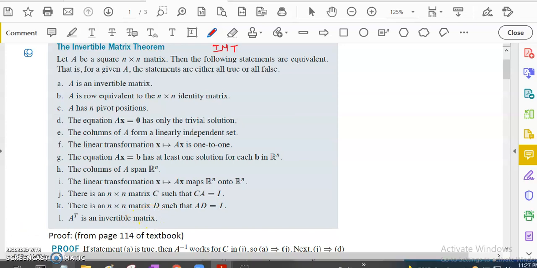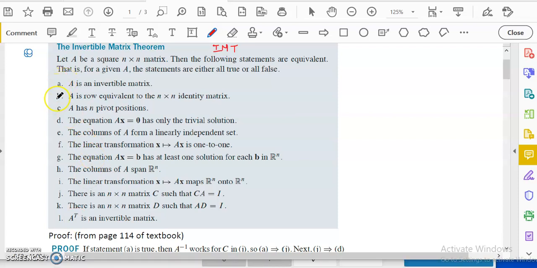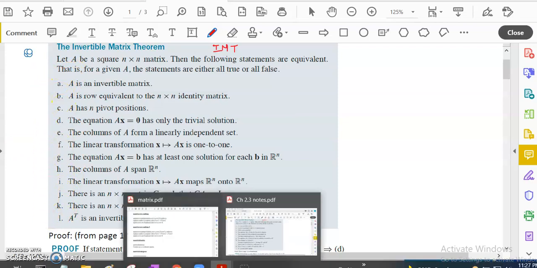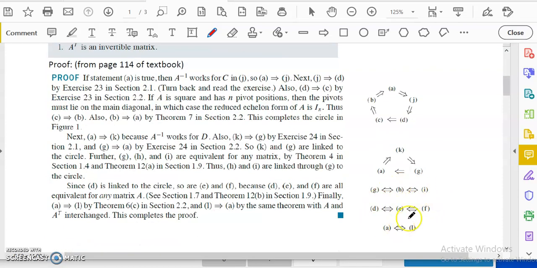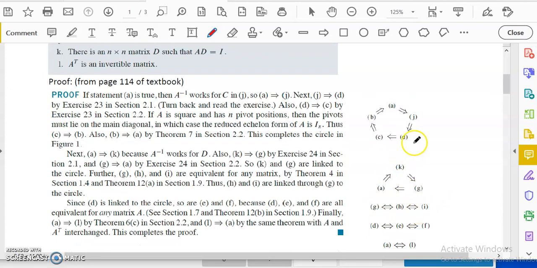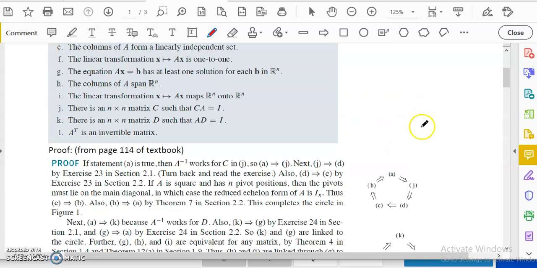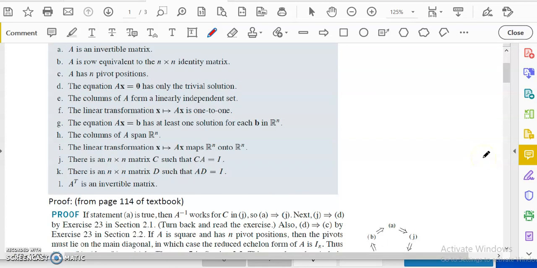So first of all, to prove these, we don't have to prove every single equivalency. The way to do it is form some loop. So if A implies B, B implies C, like that, and then loop back. The way the book does it is through 3 loops, or 3 or 4 equivalencies. So first is a big circle from A, J, D, C, B.